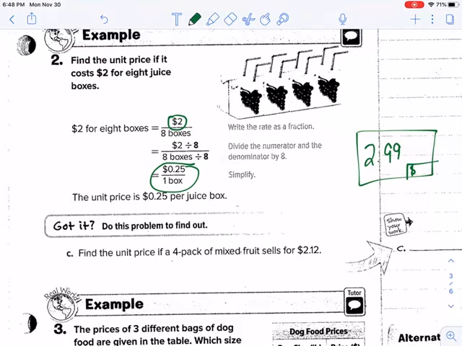All right, so in part C, you have a 4-pack of mixed fruit for $2.12. Remember, money first, divided by 4. So put that in your calculator. And you should get 53 cents for one.